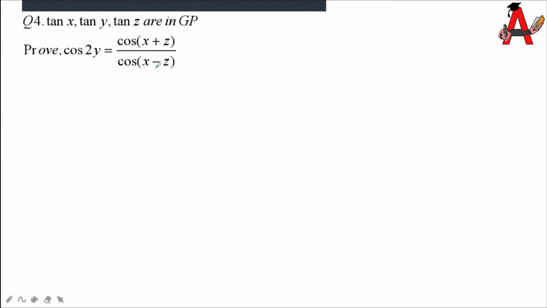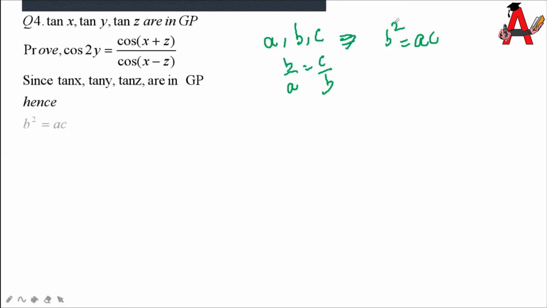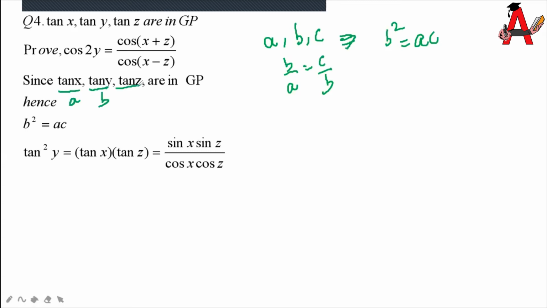In this question, we will start with something called a GP. So if 3 numbers A, B, and C are in GP, then we can clearly write that the square of the middle number, that is B square, is equal to AC. That is because B upon A will be equal to C upon B. That is a geometric progression. So B square will be AC. Now since tan x, tan y, and tan z are in GP, we can say that here tan x is A, tan y is B, and tan z is C.